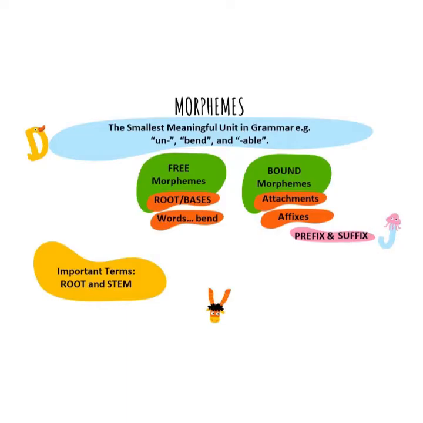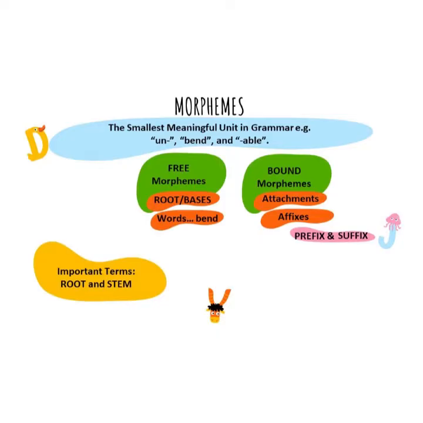For example, unbendable. Un is a morpheme. Bend is another morpheme. And able is yet another morpheme. Morphemes can be either free morphemes or bound morphemes. If it's free, it means that it is independent, while bound morphemes are dependent on others.